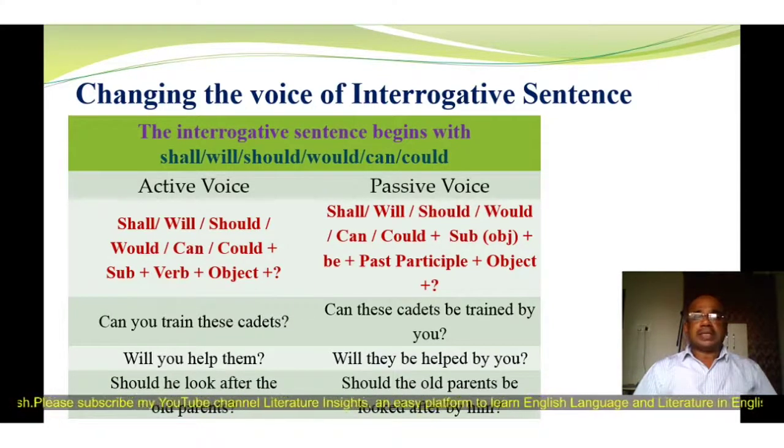Here we have examples. Can you train these cadets? Can these cadets be trained by you? Will you help them? Will they be helped by you? Should he look after the old parents? Should the old parents be looked after by him? So these are the examples of active voice and passive voice using the interrogative sentence begins with shall, will, should, would, can and could. So here the student should keep in mind these structures very carefully.